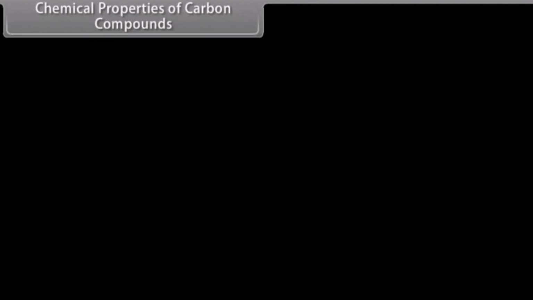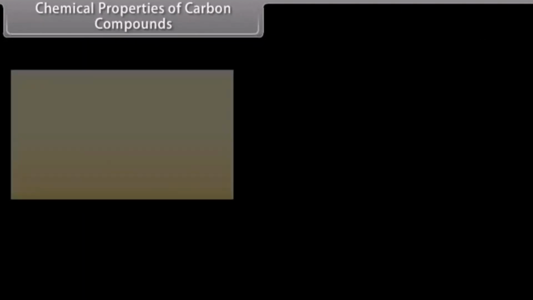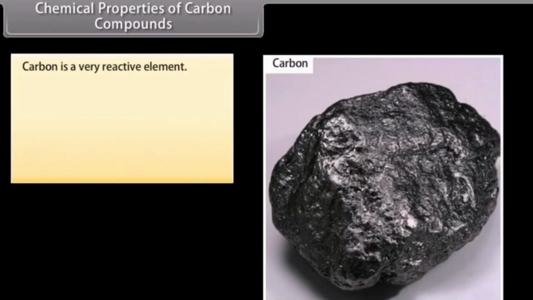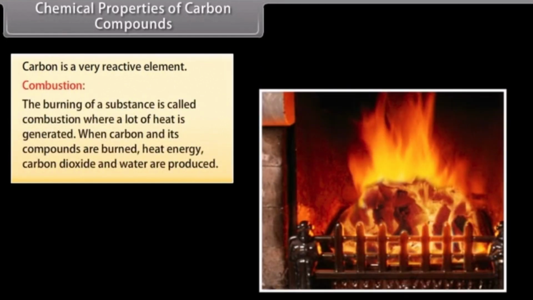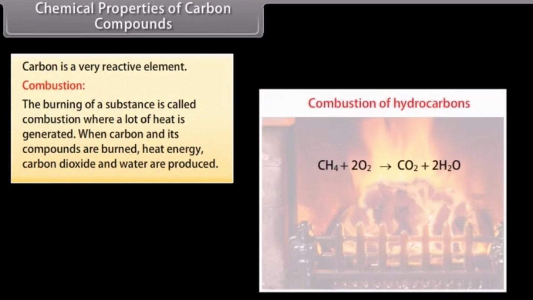Chemical properties of carbon compounds. Carbon is a very reactive element. Main chemical properties are listed. Combustion. The burning of a substance is called combustion. It is a process that generates a lot of heat. When carbon and its compounds are burnt, heat energy, carbon dioxide, and water are produced.